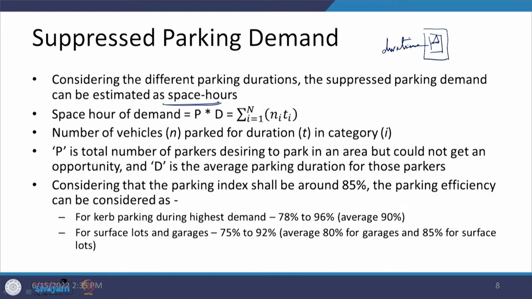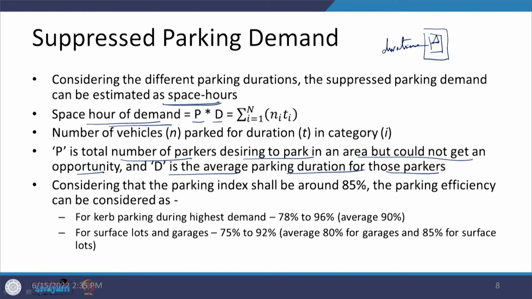So, the space hour of demand is being calculated, and this space hour of demand can be P into D, where P is the total number of parkers who are desiring to park in an area but could not get an opportunity, and D is the average parking duration for those parkers. So, based on this, now you are going to get a value.